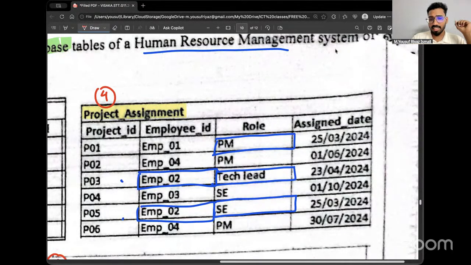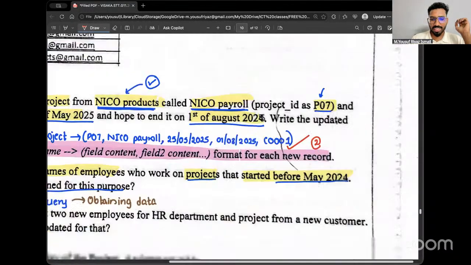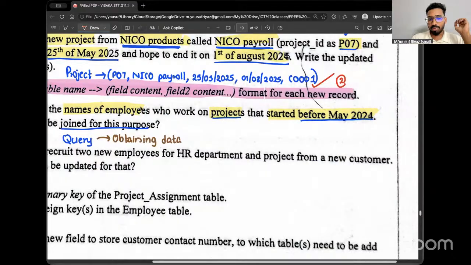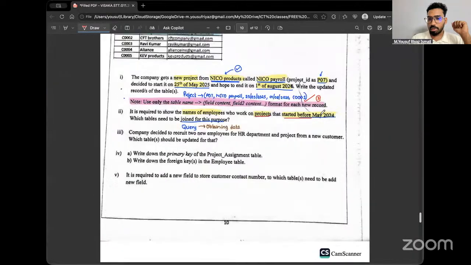First, you don't come here first. Read the question properly. The question is saying we want the names of employees who work on the projects that started before May 2024. So first of all, we should know what the projects are that started before May 2024. If you want to know that, which table do you go to?